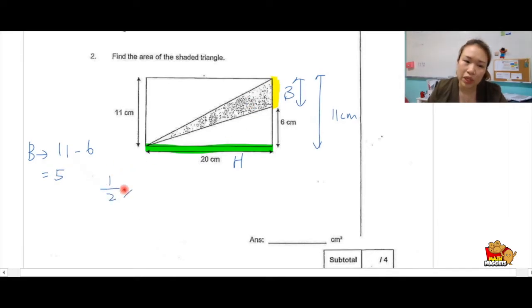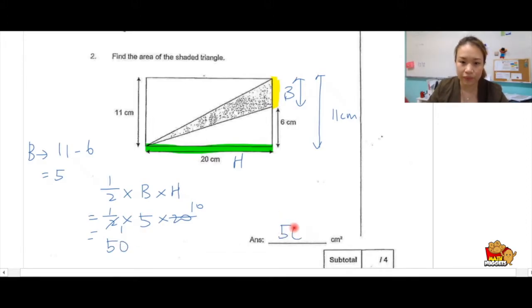So area of triangle will be half times base times height. Half times base is 5 times height is 20. Can do cross cancellation for this. Divide by 2, divide by 2. The answer will be 50.